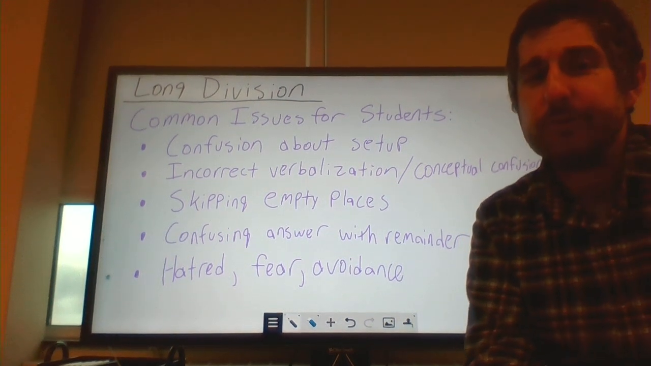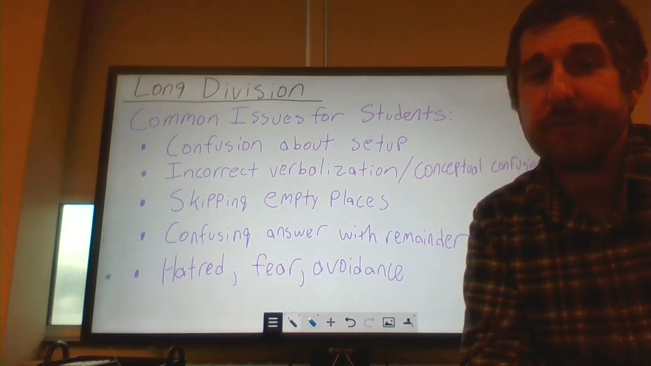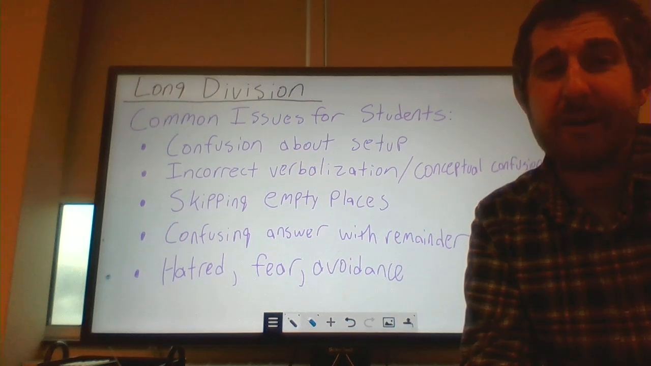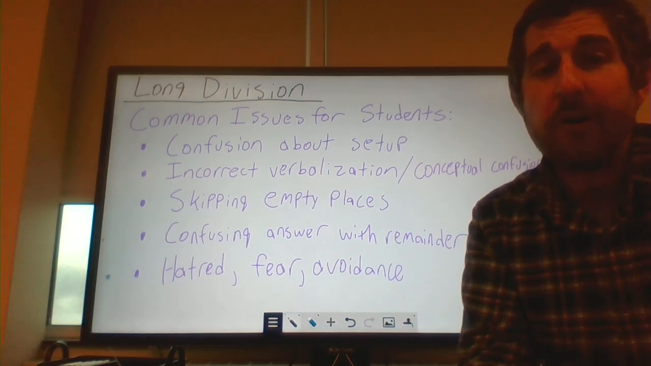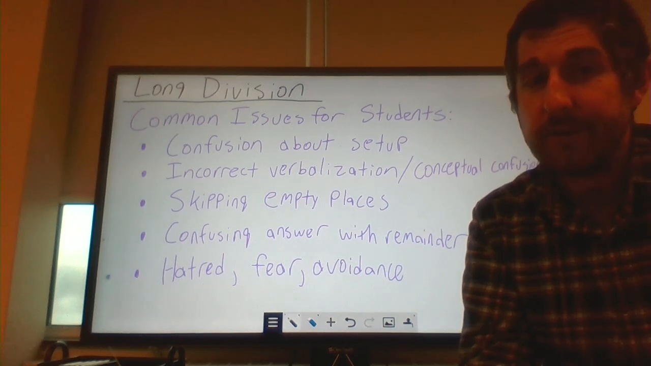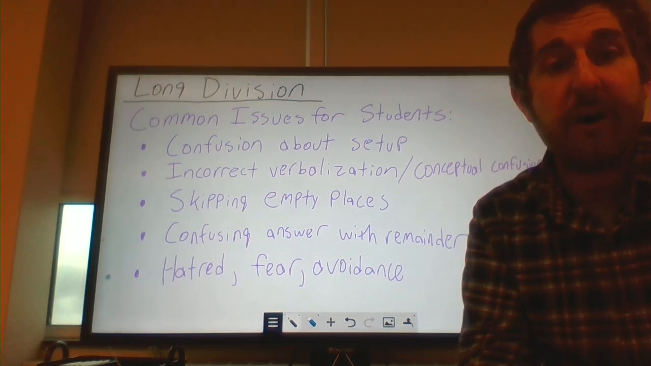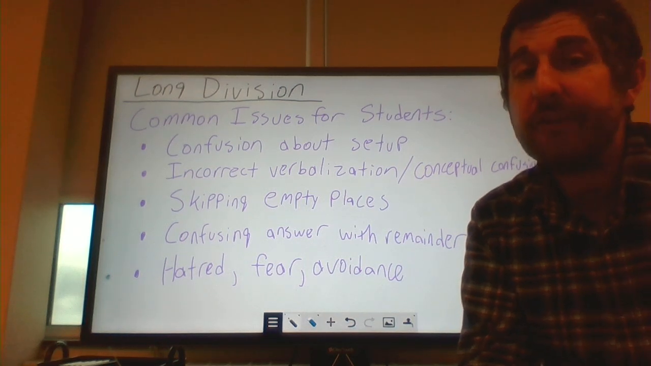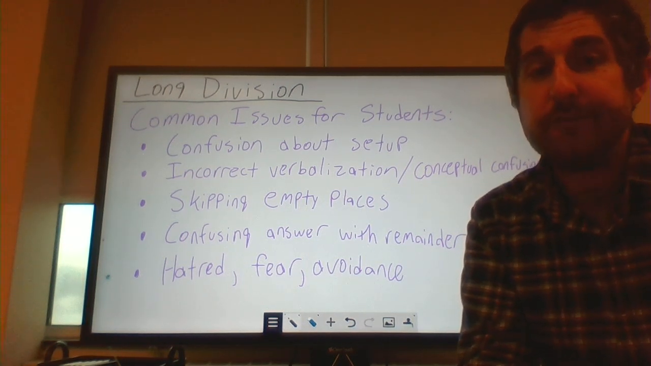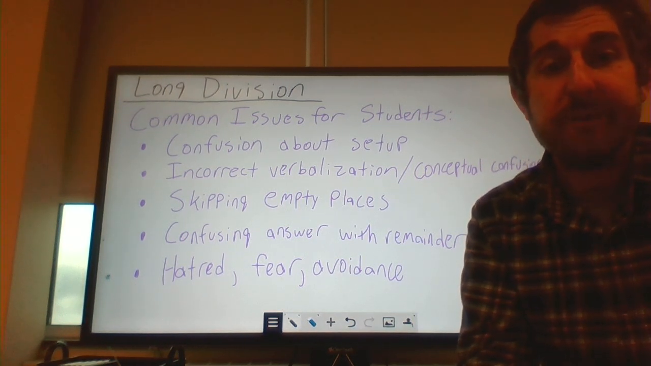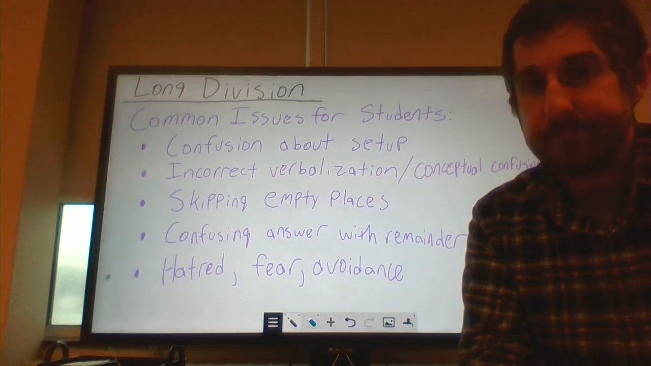If we were to ask any middle school student which of the four basic operations inspires the most fear, apprehension, and/or hatred, long division would win in a landslide. Students have a lot of difficulty with long division for some very understandable reasons, not the least of which is the confusion that erupts from the setup of long division.